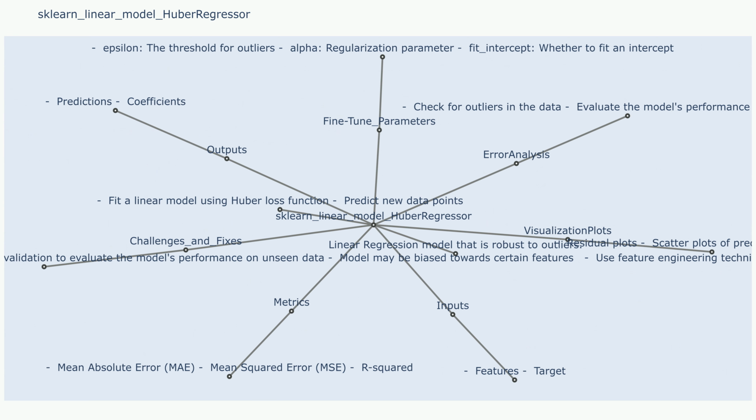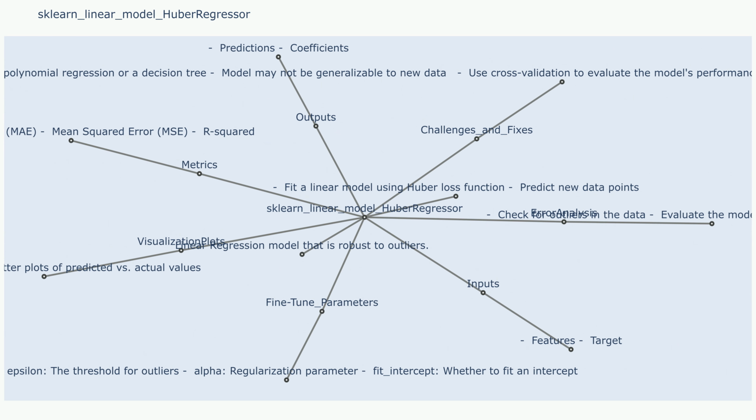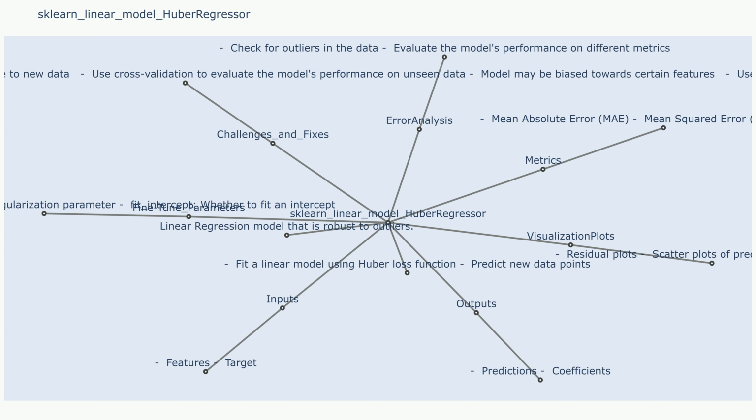Visualization plots. Residual plot. This plot shows the difference between the predicted values and the true values. It can be used to identify outliers and assess the model's fit. Scatter plot of predicted values vs true values. This plot can be used to visually assess the model's performance.